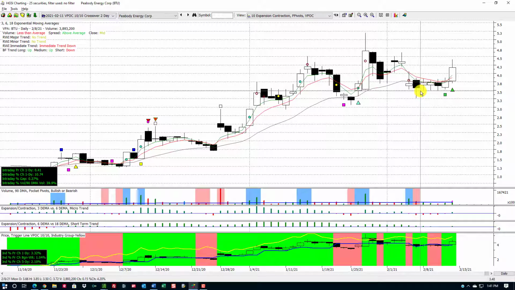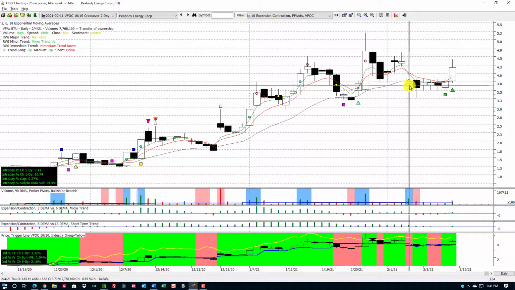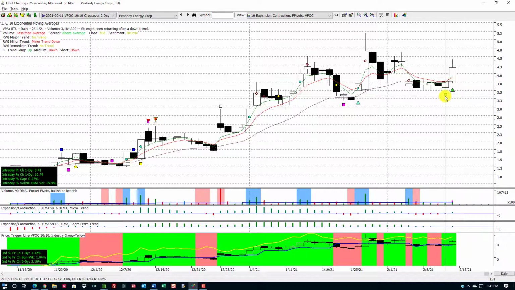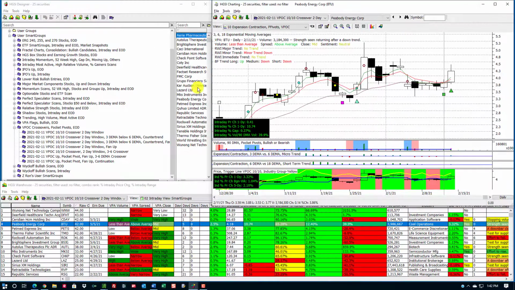But you can also see the accumulation in this stock, Peabody Energy. Look how it closed near the top of its daily range for, what, 1, 2, 3, 4, 5, 6 days. And today it's starting to move. We got the VPOC yesterday, and also a VPA flag strength seen returning. Now here's the impulse, here's the contraction, consolidation, whatever you want to call it. It's still within this range. The trend is really, in the short term, flat. So, you know, it may or may not go, but the point is that these signals are working.